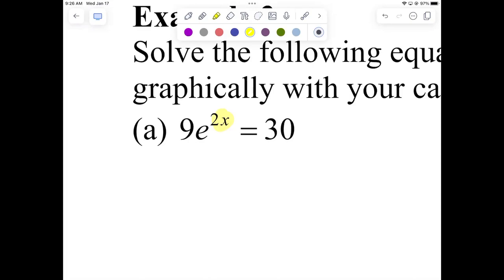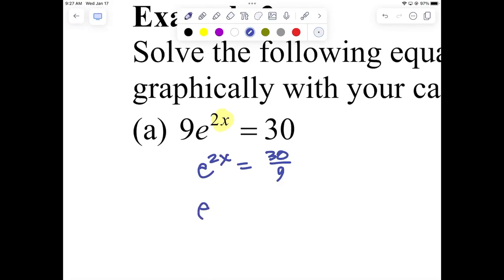The exponential term is isolated, but now I need to get at the factor. So how do I undo multiplying by 9? I divide both sides by 9. So I get e to the dos equis equals 30 divided by 9. That's your first step. Now, simplify along the way. Simplify early and simplify often.